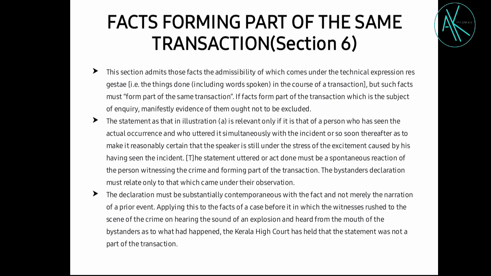The declaration must be substantially contemporaneous with the fact and not merely the narration of a prior event. Applying this to the facts of the case before it, in which the witnesses rushed to the scene of the crime on hearing the sound of the explosion and heard from the mouth of the bystanders as to what had happened, the Kerala High Court held that the statement was not a part of the transaction.